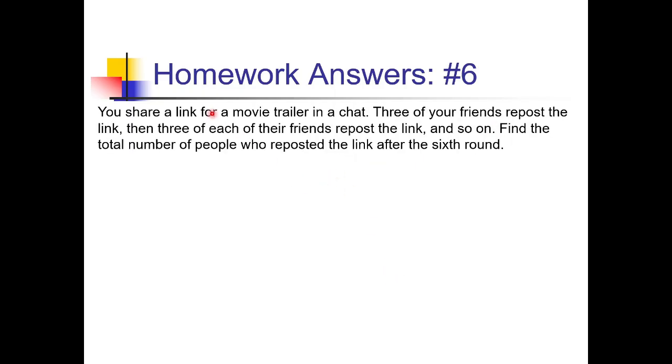For this problem, you share a link for a movie trailer in a chat. 3 of your friends repost the link, then 3 of each of their friends repost the link, and so on. We want to find the total number of people who reposted the link after the 6th round. All right, so since we keep multiplying by 3 over and over again, every single round, it's 3 times the previous number of people who have reposted the link.